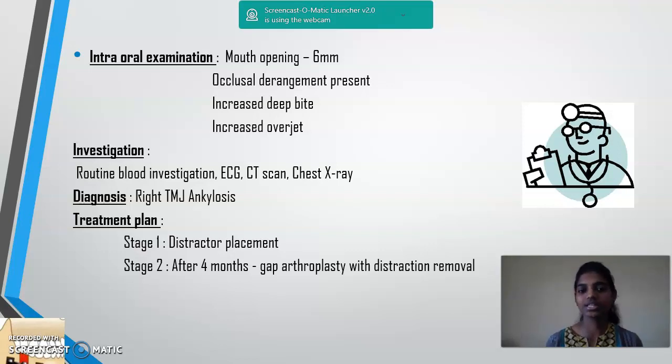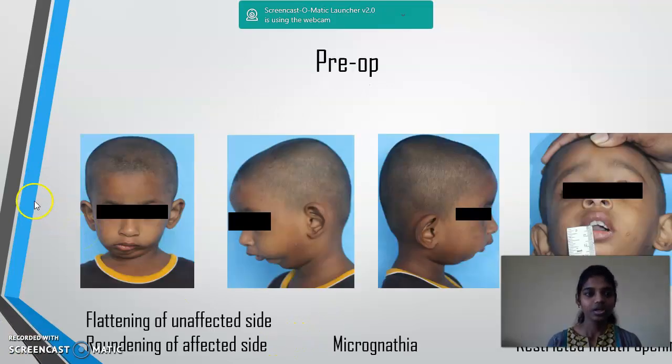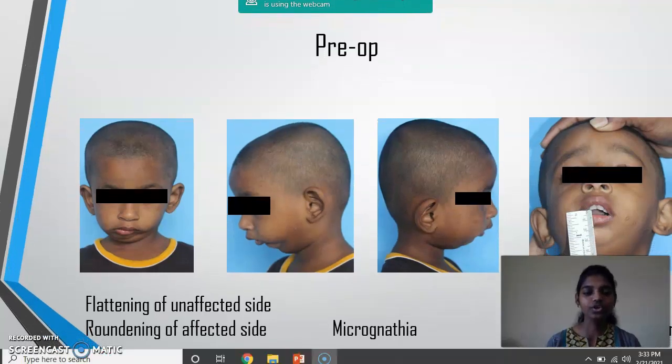Routine blood investigations, ECG, CT and chest X-ray are taken. We came to the diagnosis of right TMJ ankylosis. Our treatment plan for this case is stage 1, which includes distractor placement, and stage 2, after 4 months, gap arthroplasty with distractor removal. On the preoperative pictures, we see flattening of the unaffected side and rounding of the affected side with micrognathia and restricted mouth opening.